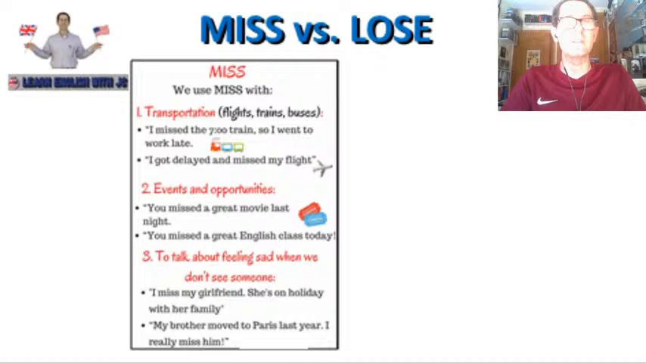Okay, number one, you use it with transportation, with flights, with trains, with buses, okay? For example, I missed a 7 o'clock train. But you don't say I lost a 7 o'clock train because the train is still there. So you missed it means you arrived late, okay? So I missed the 7 o'clock train, so I went to work late. Well, get up earlier, my friend. Get up earlier. All right.